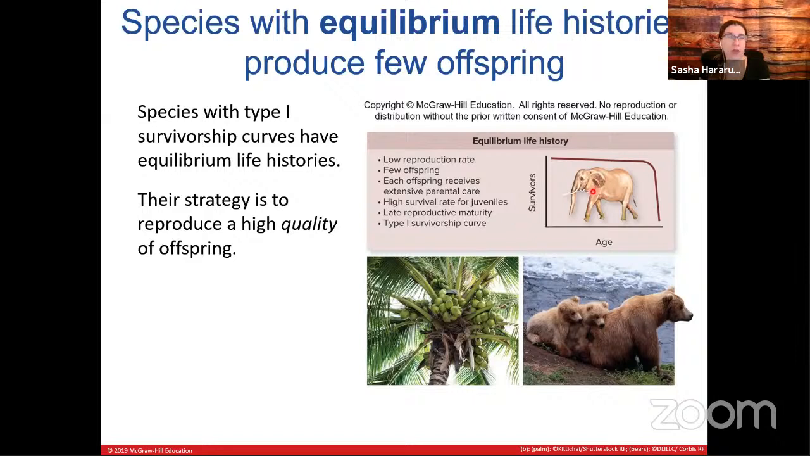Okay, so the book gives an example of an elephant. Elephants have very few offspring, and they take care of them for a long time after they're born, ensuring their survival. Bears have equilibrium life history. Us humans have equilibrium life history. And among plants, a good example of a plant with equilibrium life history is coconut.